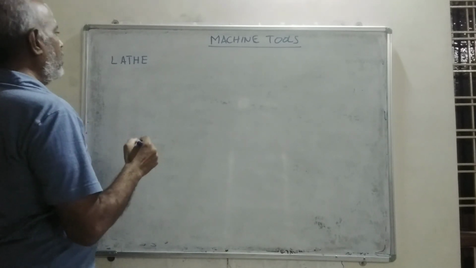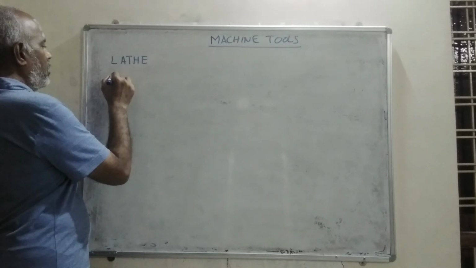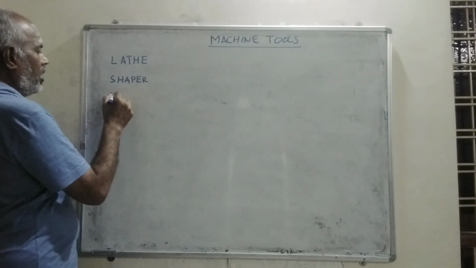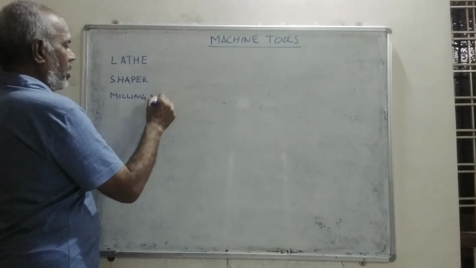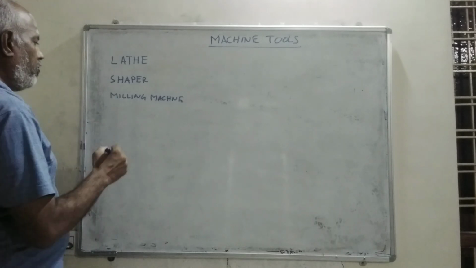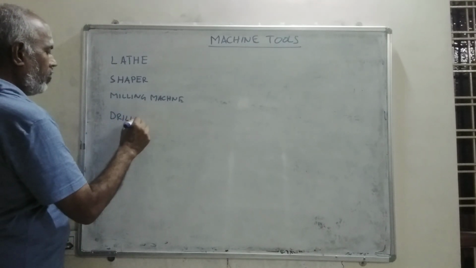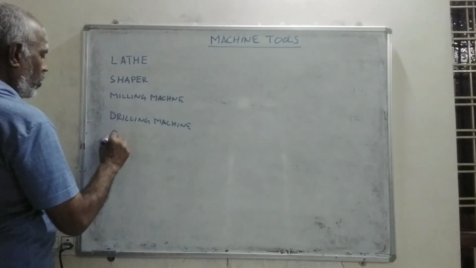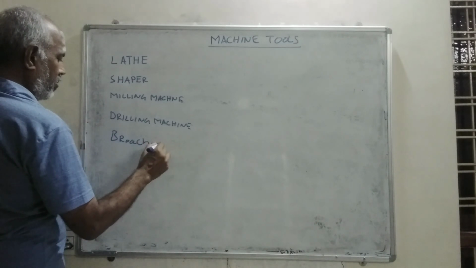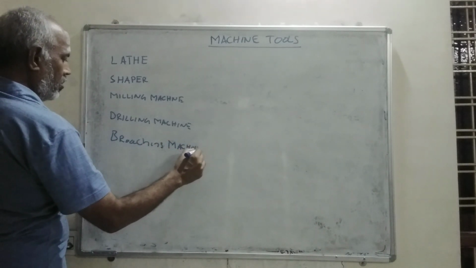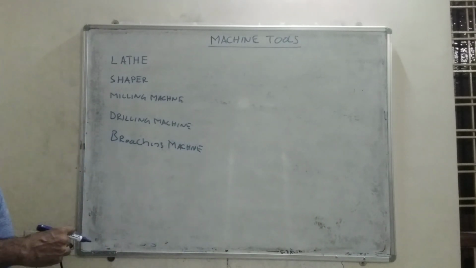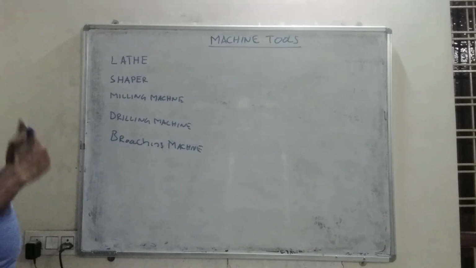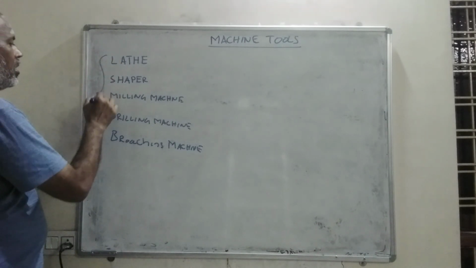Lathe, shaper, milling machine, drilling machine, broaching machine, and then these are all simple machine tools.